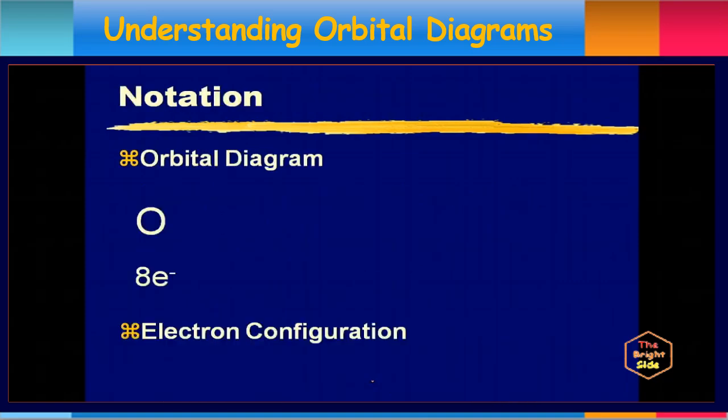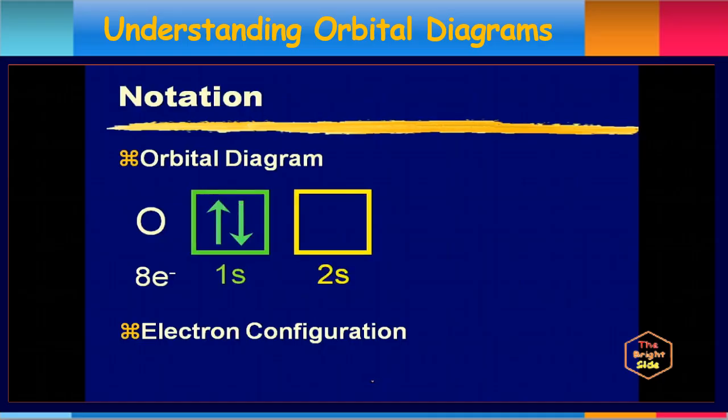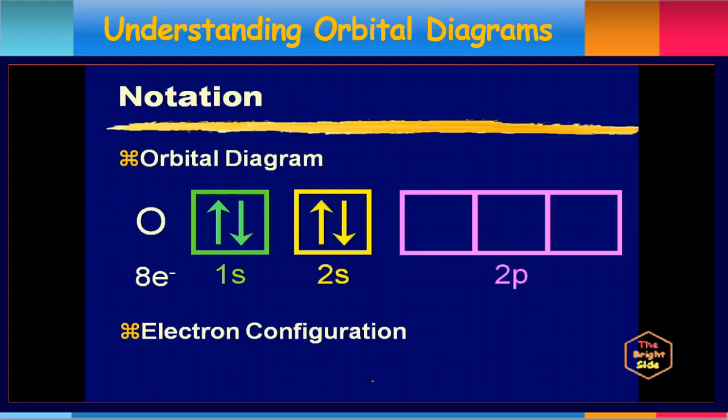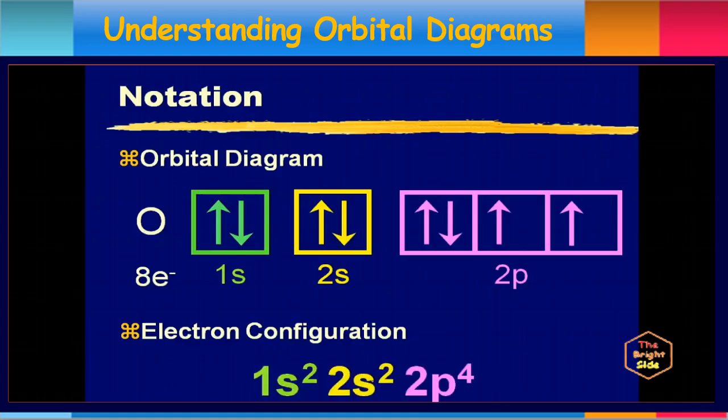All right, so let's do the orbital diagram for oxygen. Oxygen has 8 electrons. The electron configuration is 1s2, 2s2, 2p4. Okay, so we draw a 1s box, 1 up, 1 down. And then we have a 2s box, 1 up, 1 down. And then we have a 2p box. Now remember in the 2p, you go 1 up, 1 up, 1 up before anybody gets a pair.